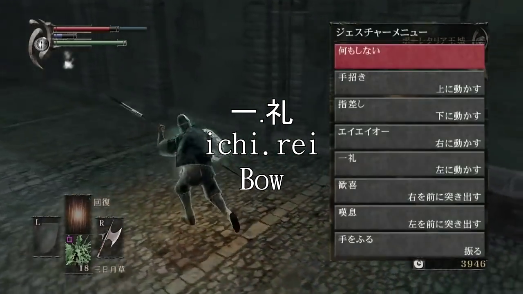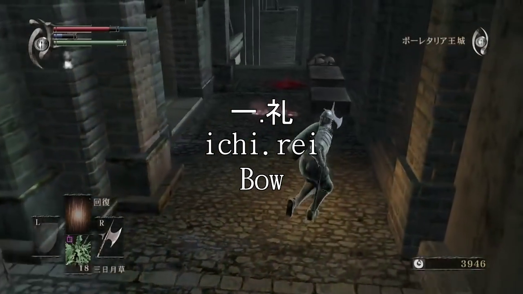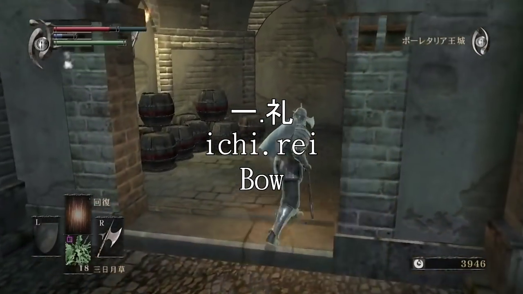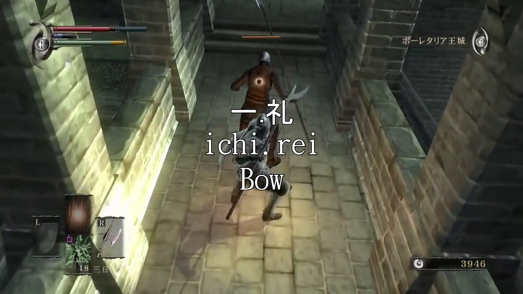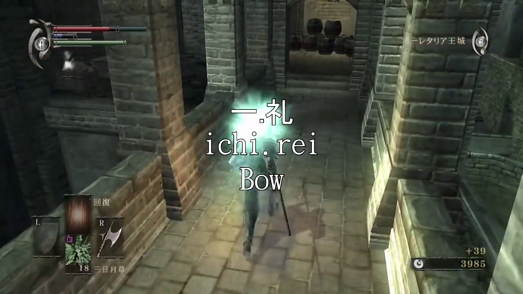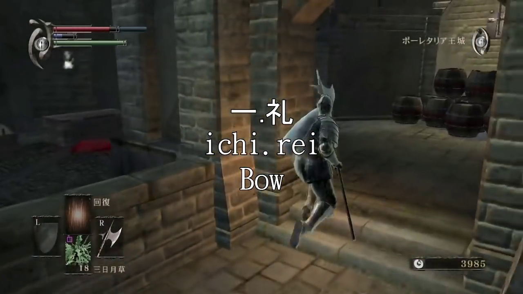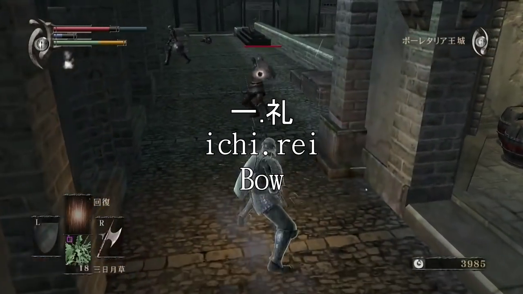Ichire, bow. Ichi means one, and the kanji for it is pretty self-explanatory. Rei means bow, salute, or courtesy. The character for Rei has cult to the left, although you'll see it called different things. In some books it's called the ceremony radical, in others it's called the religion radical. I just call it cult to the left.